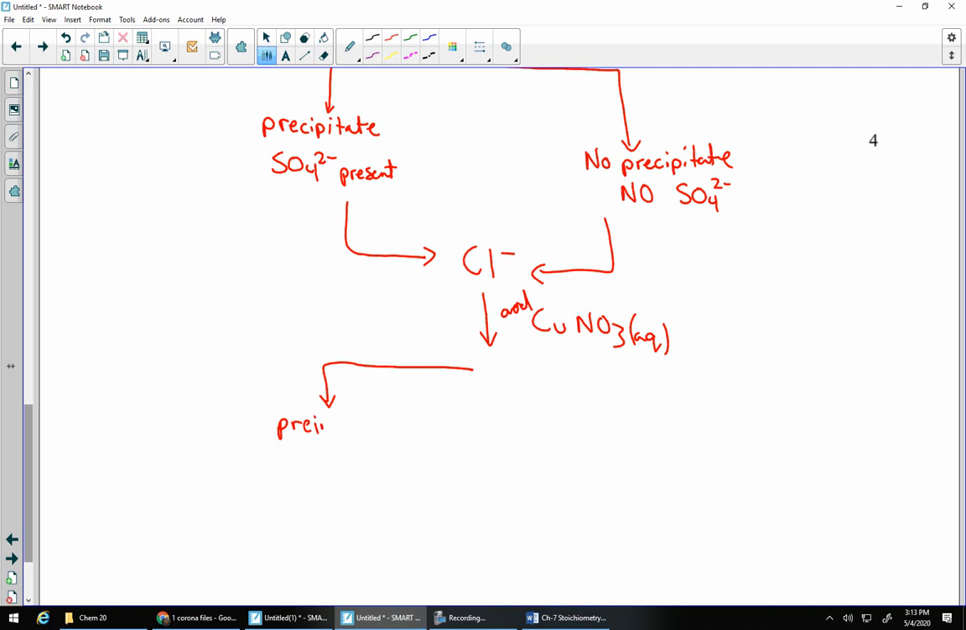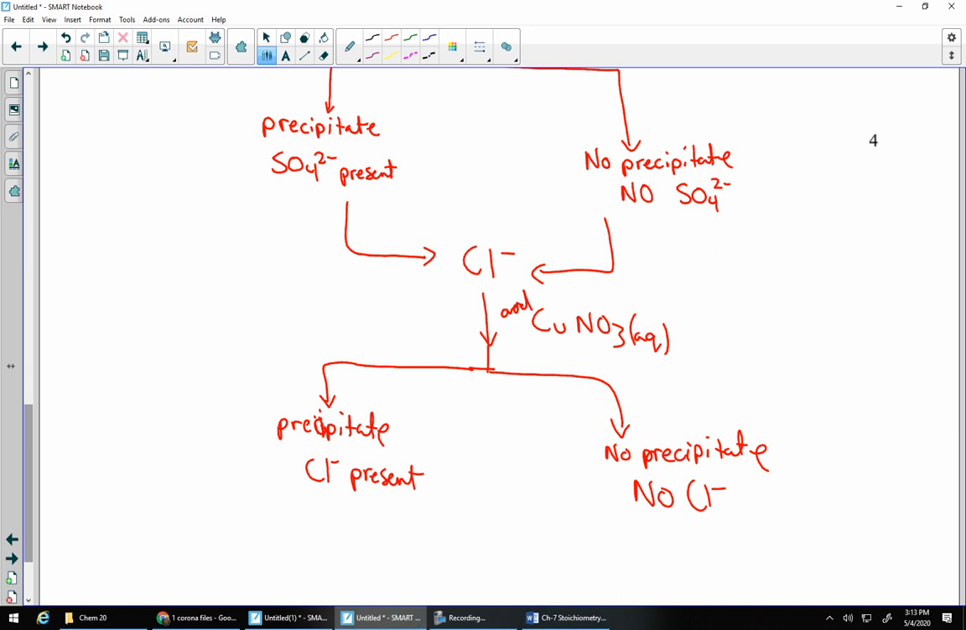So precipitate, if I could spell, that means that Cl negative is present. And if there's no precipitate, that means that no Cl was present. No chloride ions were present.